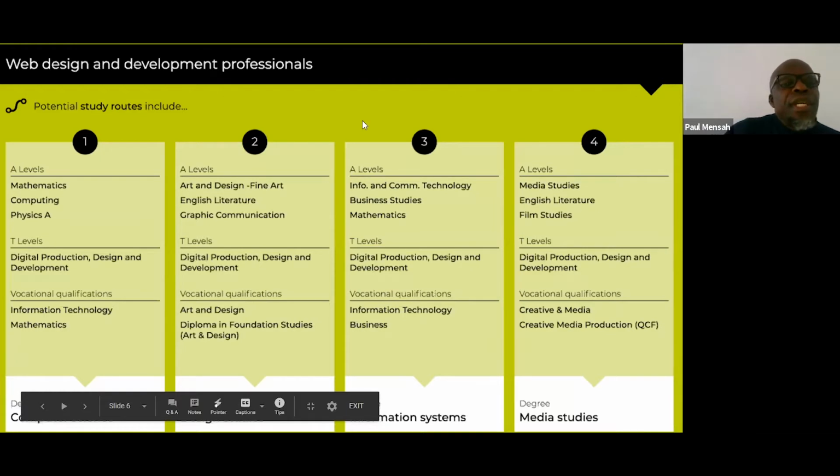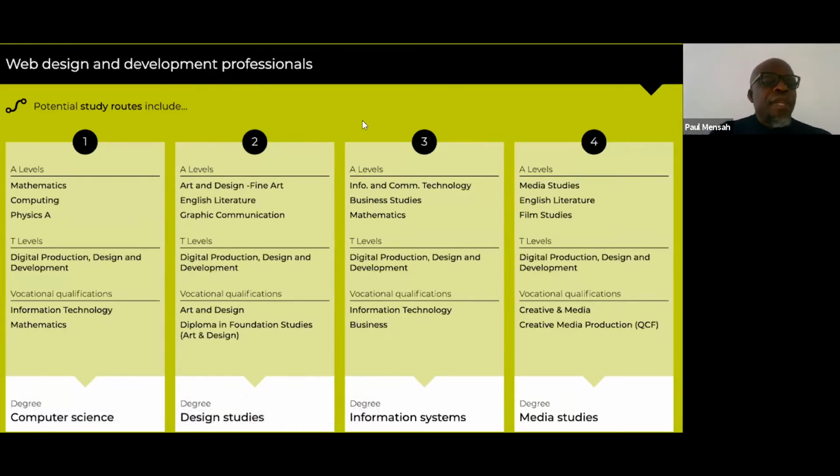Right, as you can see from the table, we've got different levels. A-levels including mathematics, computing, A-level physics, A-level arts and design, English literature, graphics and communication. Then we have communication and technology, business and mathematics, all in one area. The vocational courses are in information technology, art and design, and information technology in business.